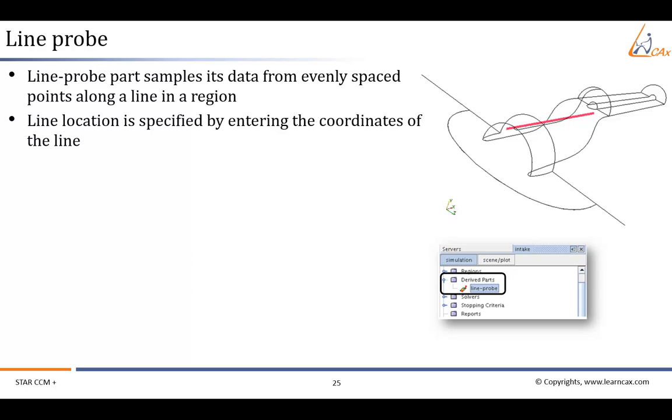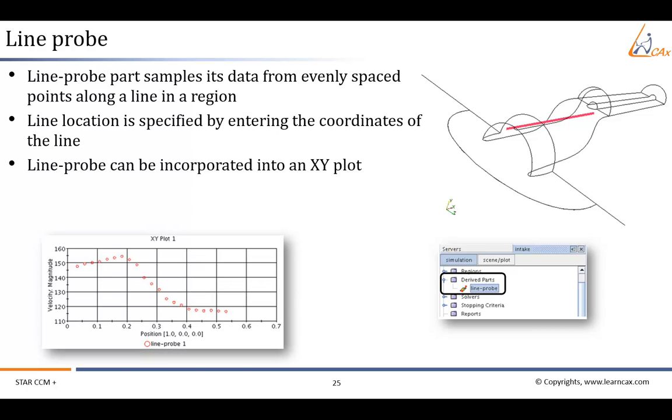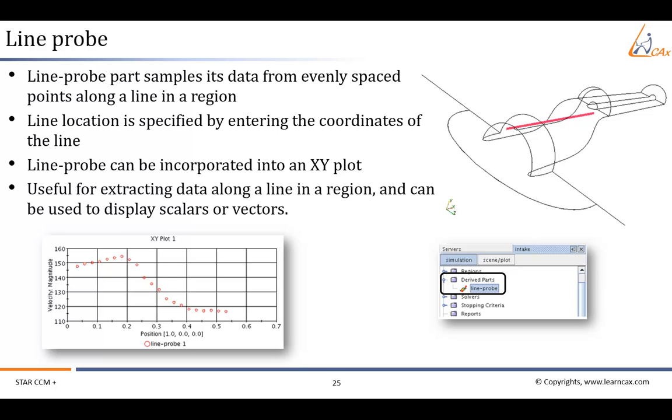The line location is specified by entering the coordinates of the line. A line tool is available to assist with positioning the line endpoints graphically. A line probe can be incorporated into an XY plot. The line probe can be useful for extracting data along a line in a region and can be used to display scalars or vectors. The most common use of data extracted with a line probe is selecting it for an XY plot.